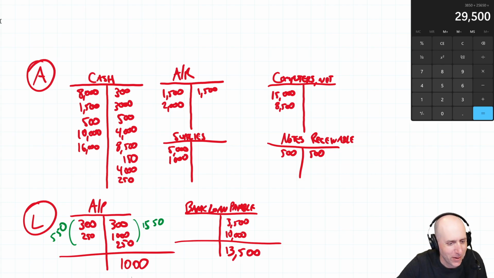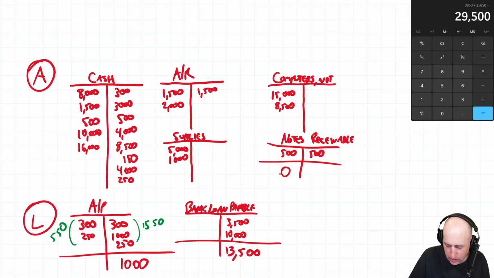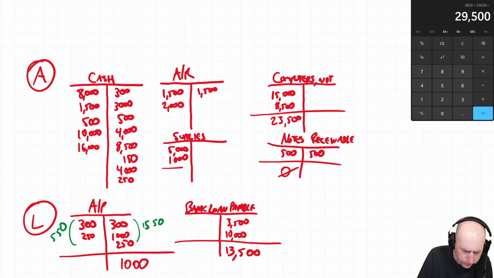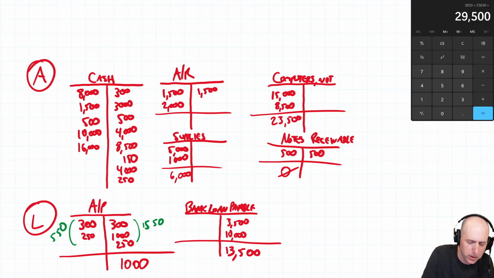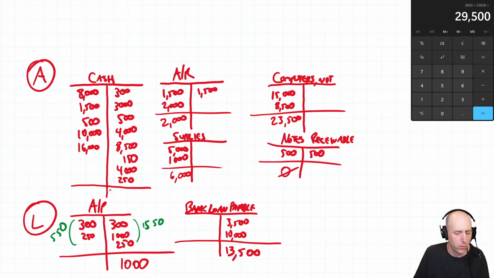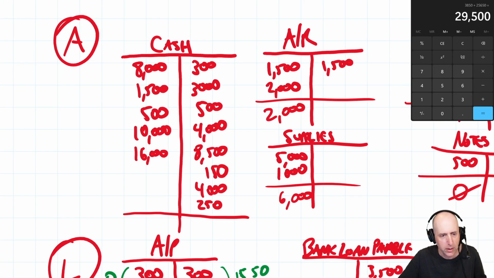Next. Sorry, I kind of shouted next. Notes receivable, 500 minus 500 is zero. Computers 15 and 8, it's 23,500. 5 plus 1 is 6 for supplies. All right, so 3,500 on the left, 1,500 on the right. Take the big one, 3,500 minus the small one, 1,500. We're left with 2,000. And last but not least, we got to figure out what's left in our cash account.